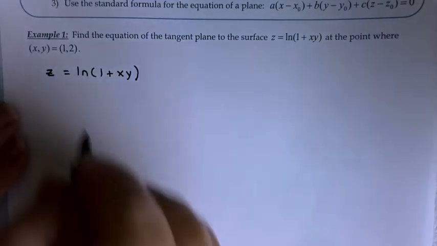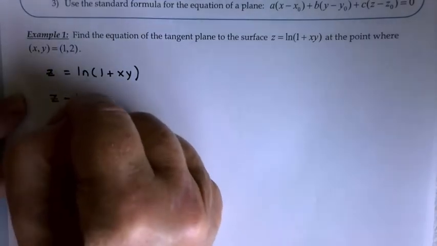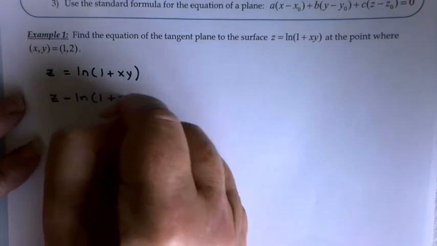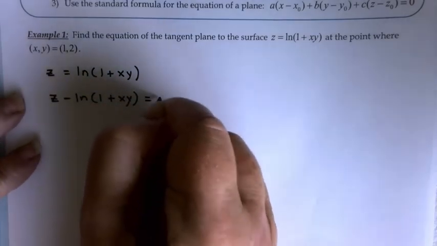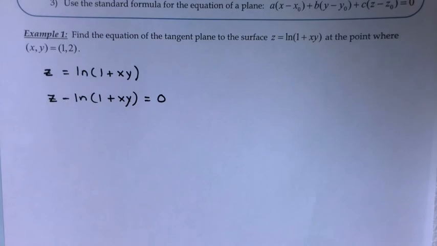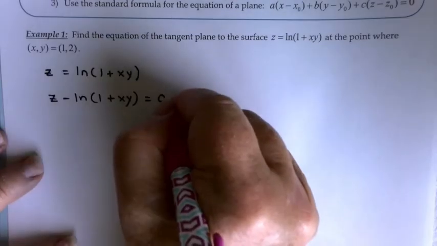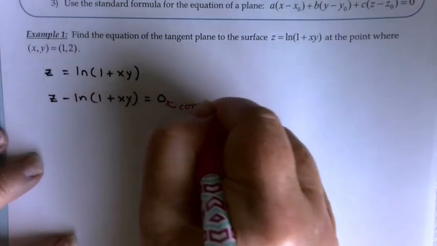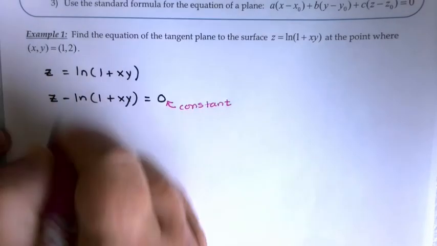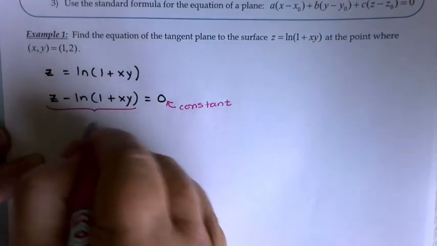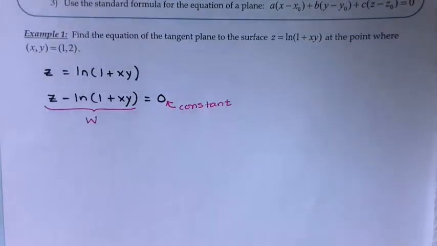and I'm just going to rewrite it. I'm going to subtract that natural log to get that to equal 0. Okay. Because I now have a constant on this side, it's okay for me to consider this my function w. Notice that is a function of 3 variables, and so my gradient vector will be 3-dimensional, just like I'm expecting.